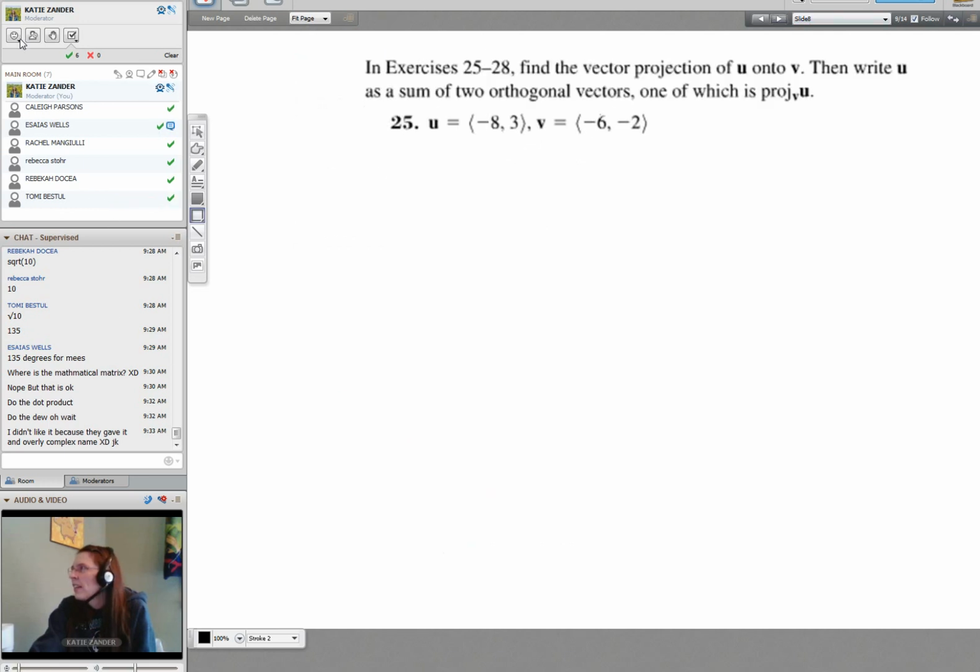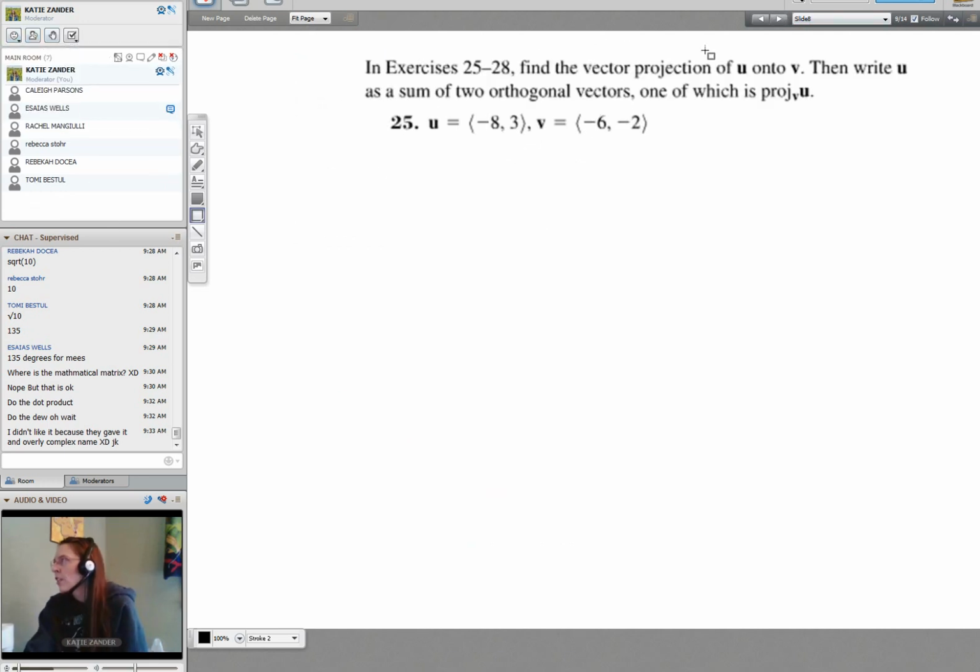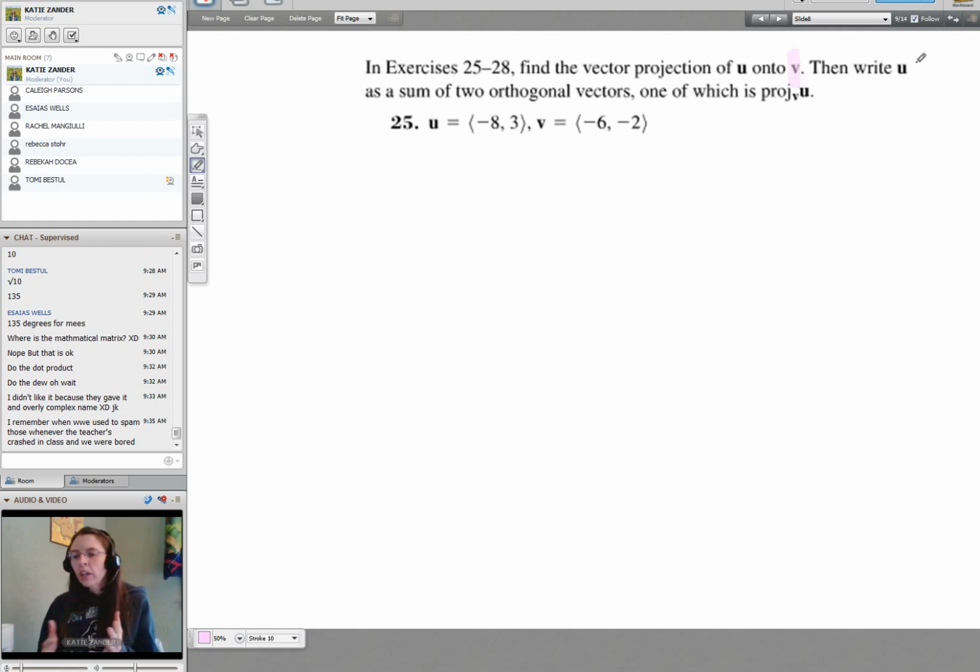All right, there we go. To find the projection of u onto v, it's always a good idea to know what we're projecting onto. The vector that's underneath is always that last vector v, because that matters when we use our formula. We are not going to write them as a sum of two orthogonal vectors. We're just going to focus on the vector projection.